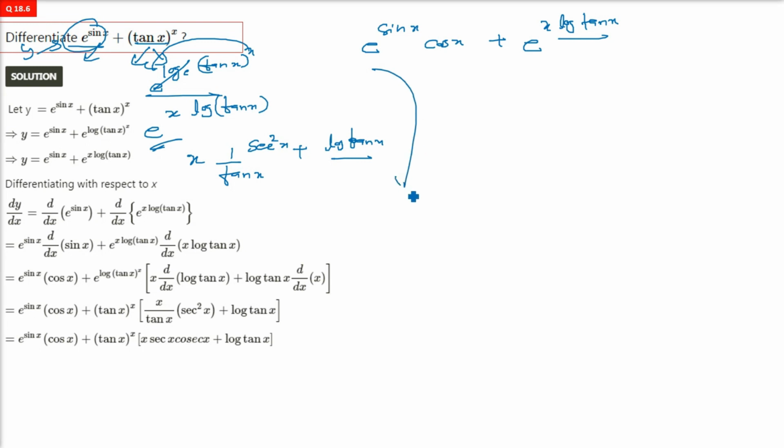Now the result is e to the power sin x cos x. This is the result for e to the power sin x. And for tan x to the power x, the result will be what? This will remain like that. This will come like that.